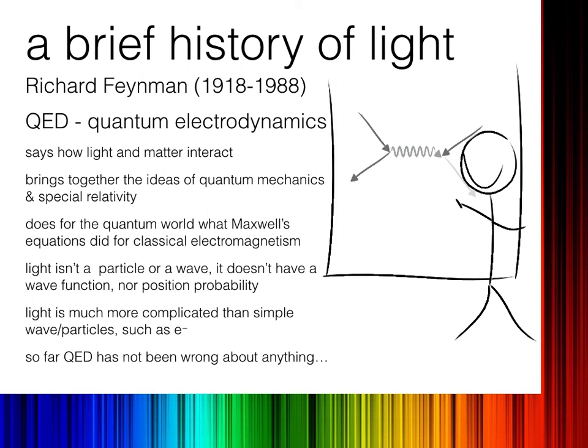Light is ultimately considerably more complicated than many of the particles around it, such as electrons, which behave by models that we can predict well and easily. So far, the predictions of quantum electrodynamics have not been wrong about a single thing, but understanding them is another matter.